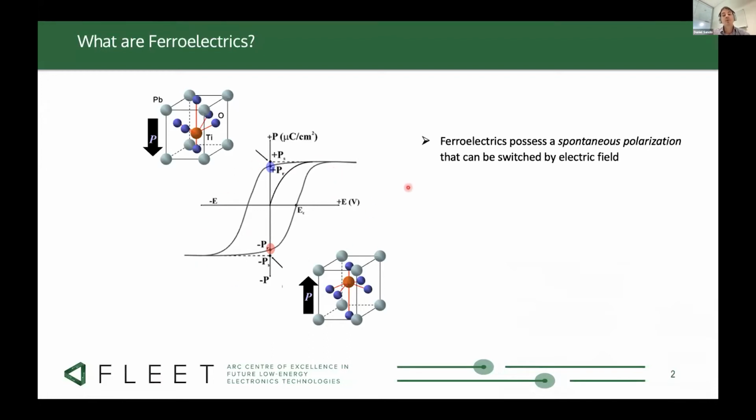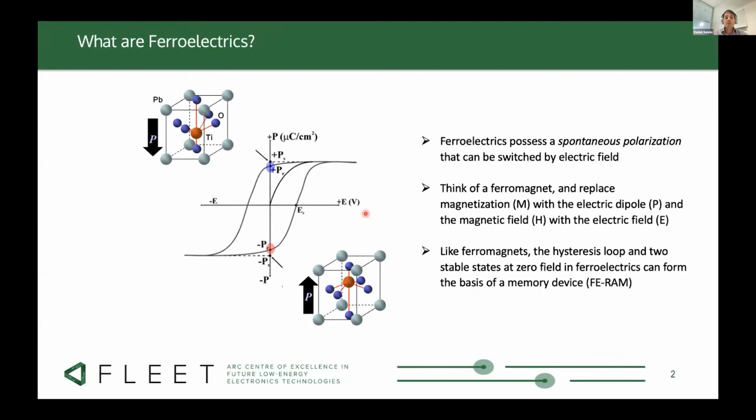This is a hysteresis loop. You may have seen this for a ferromagnetic material, where you have the magnetization and the applied magnetic field here. But for a ferroelectric, it's very similar. Instead, we have a polarization and an applied electric field. Now, the two stable states that we have at zero field in this material allow us to make a memory device. And of course, this is the basis for magnetic hard disk drives, for example, in ferromagnets. And in ferroelectrics, we've also made things called ferroelectric random access memories, which work on the same process.